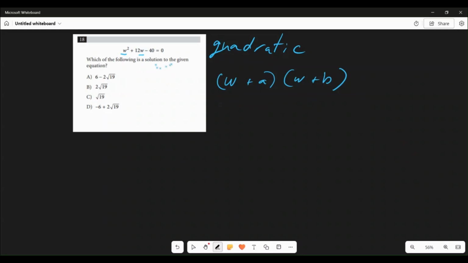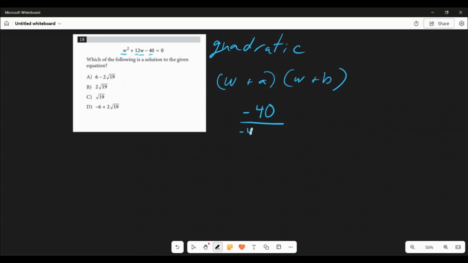Well, find the C term, right? Our C term is minus 40, and what we have to do is find two numbers that when multiplied together equal the C term and add up to the B term, right? They have to add up to 12. So again, we need two numbers that when multiplied together equal minus 40, and when added together equal plus 12. So let's see if we have any pairs of numbers that do that.